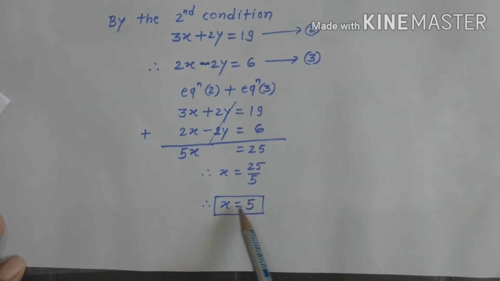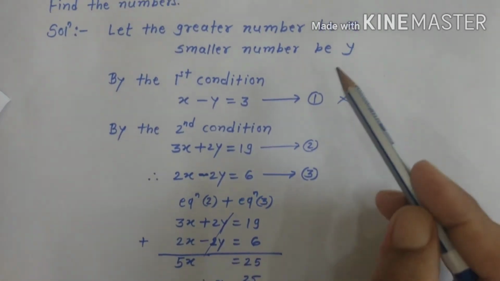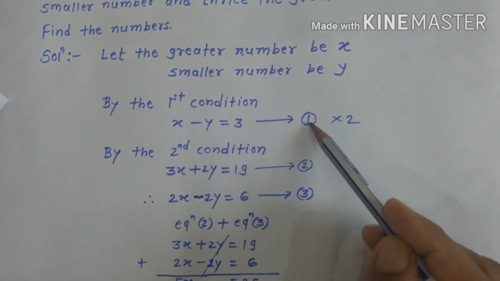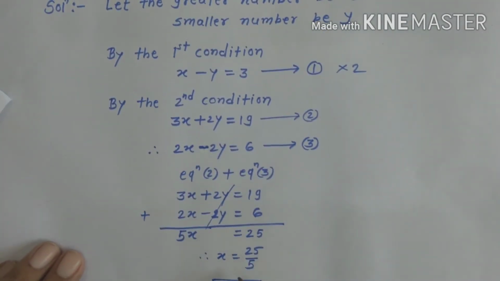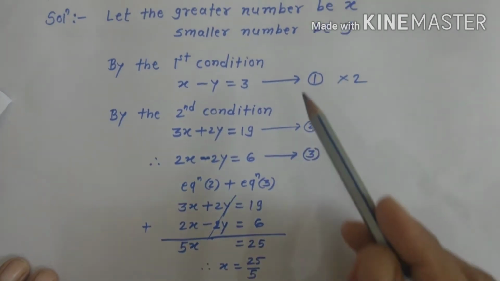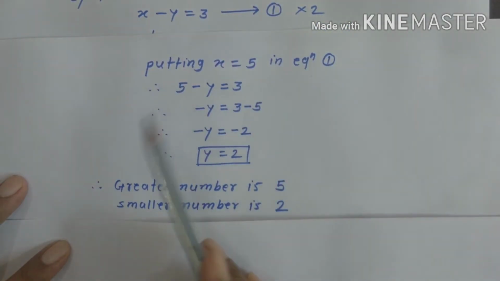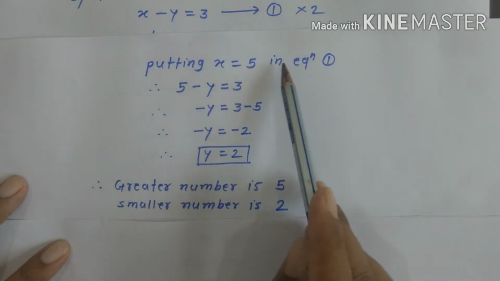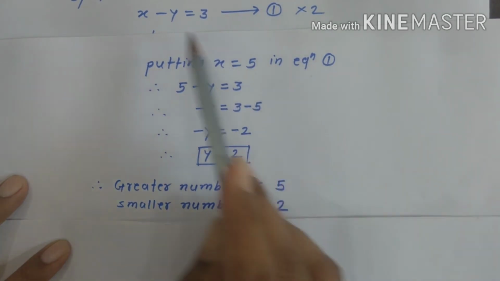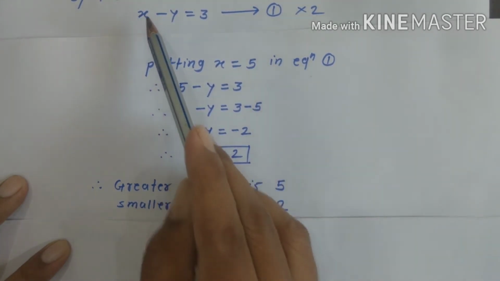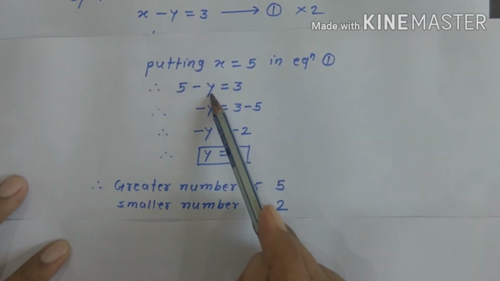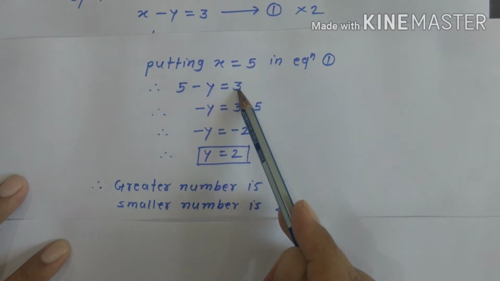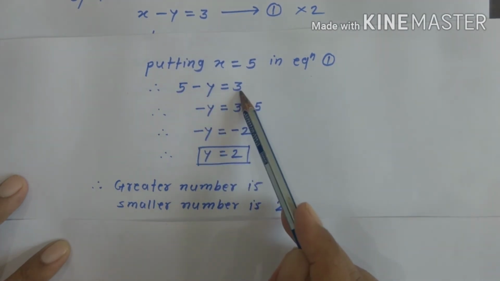To obtain the value of y, put this value of x in equation 1, 2 or 3. I put the value of x in equation 1. So putting x equal to 5 in equation 1, put 5 at the place of x. Therefore equation 1 becomes 5 minus y equal to 3.